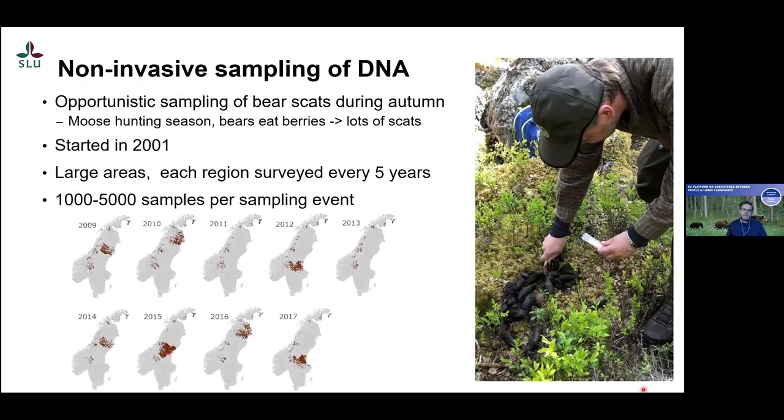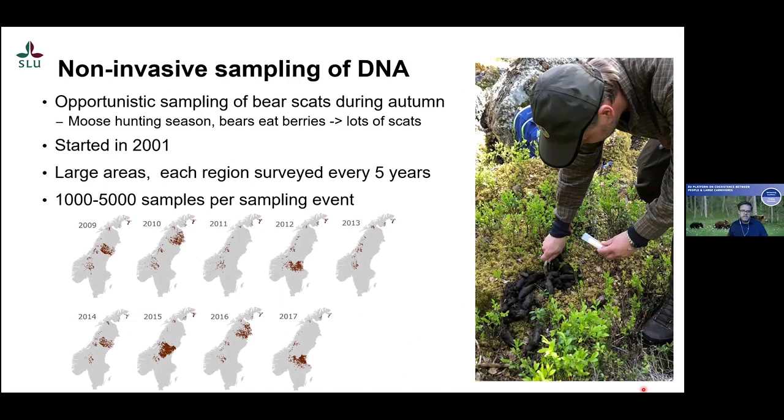The other method that we are using is non-invasive sampling of DNA. And that's opportunistic sampling of bear scats during the autumn. The big advantage here is that it is the moose hunting season, when we have 200 to 300,000 hunters out in all bushes to actually do hunting, and they can, in addition, collect scats of bears that they find.